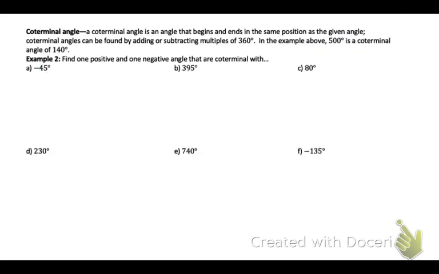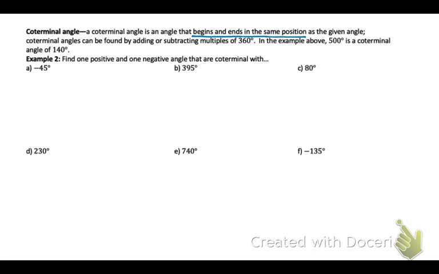All right, now we're going to talk about coterminal angles. So this term, if you look at it, break it down, co means with, and terminal or term means end. So a coterminal angle is an angle that begins and ends in the same position as a given angle.